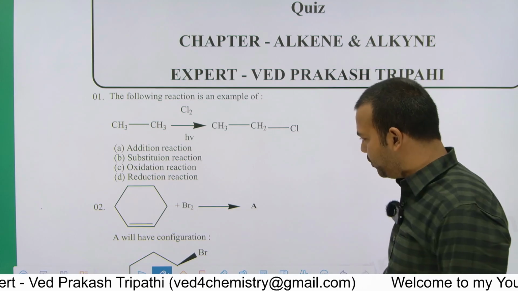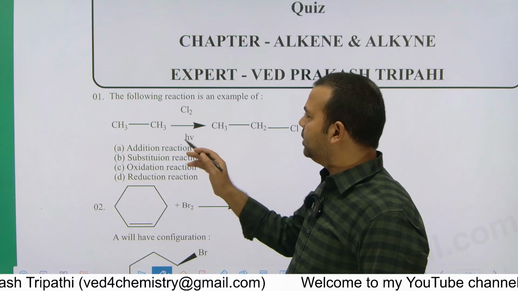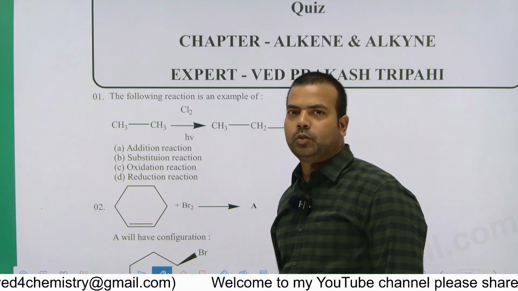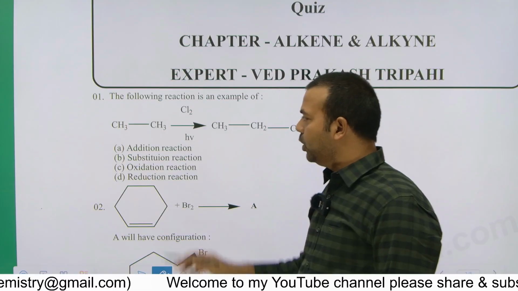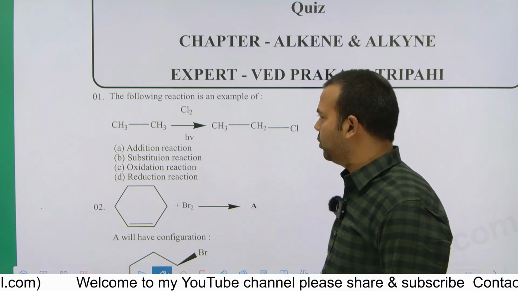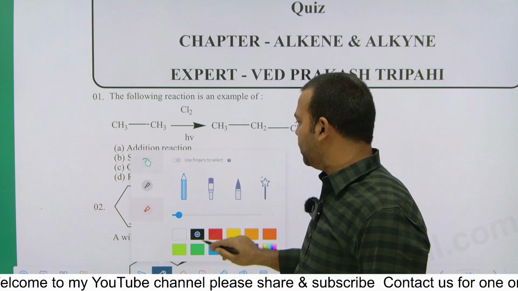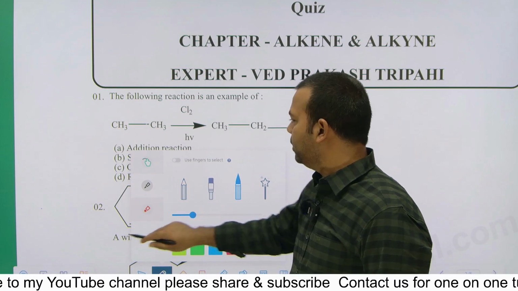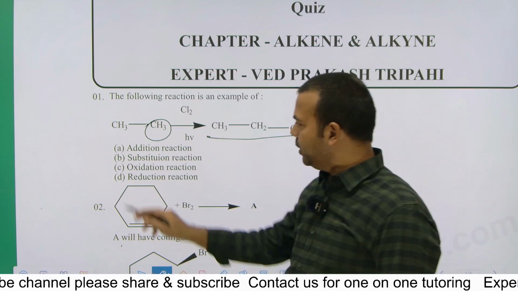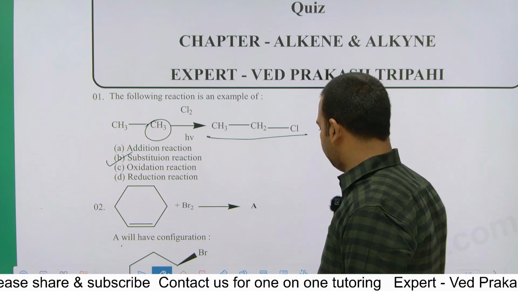So this one is a very simple one. We all know this is a free radical reaction because it is carried out in the presence of sunlight, hν, and Cl2. So this is a free radical mechanism, not addition, not oxidation, not reduction. This is free radical substitution, because one hydrogen is substituted from this carbon, clear? So we have CH3CH2Cl. Makes sense?